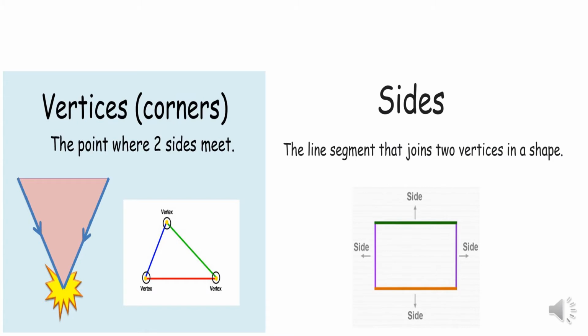Now think back to last week when we were learning about 2D shapes. We know 2D shapes have vertices and they have sides. Now a vertex is the point where 2 sides meet, and a side is the line segment that joins 2 vertices in a shape. That all sounds very confusing, but it's very easy to count the sides and vertices on 2D shapes. That's the properties of 2D shapes. This week we're thinking about the properties of 3D shapes.